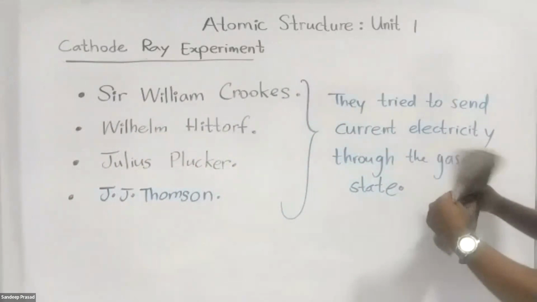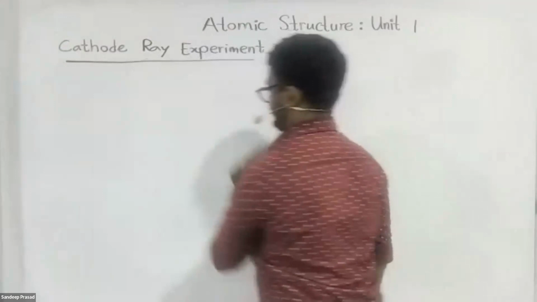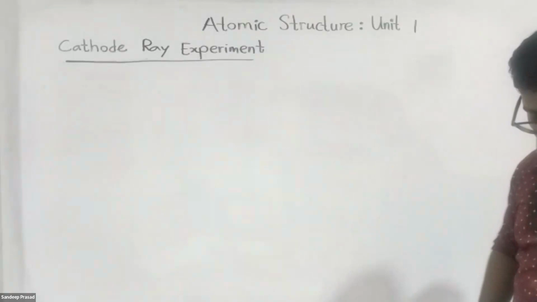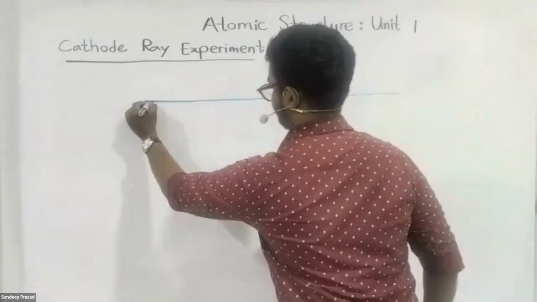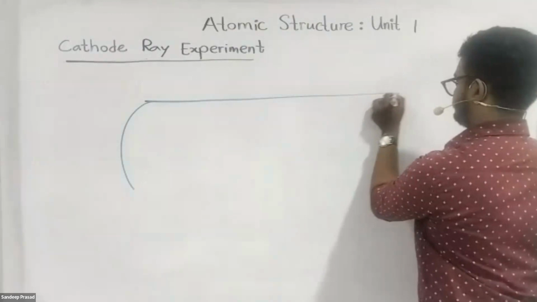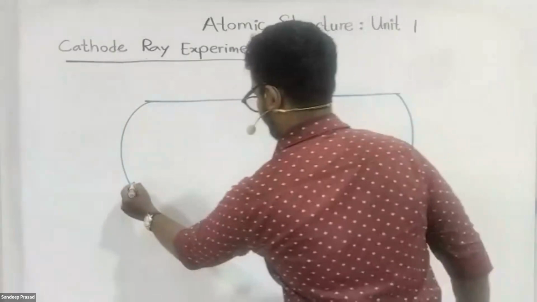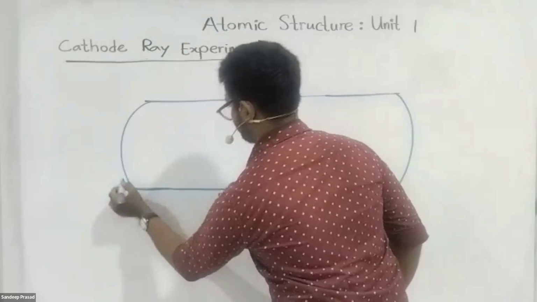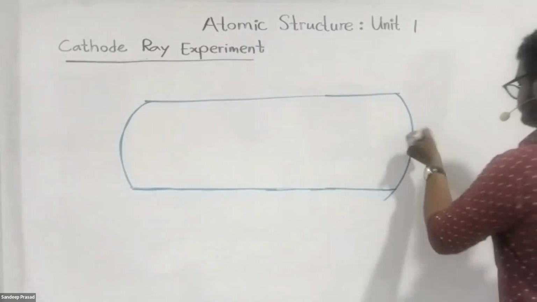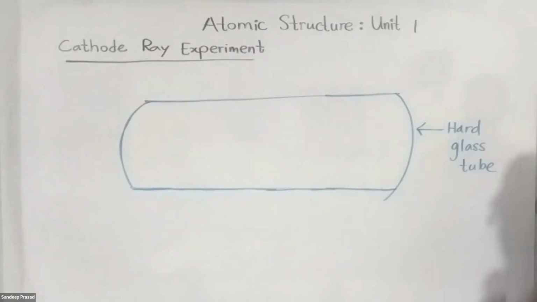Look at this one. Actually, this experimental setup, or the instrument that they developed, is known as the cathode ray experiment. So this instrument is known as the cathode ray tube. So this is the setup. You have to draw this setup with me. Okay. This is actually a hard glass tube. This is a very hard glass tube.